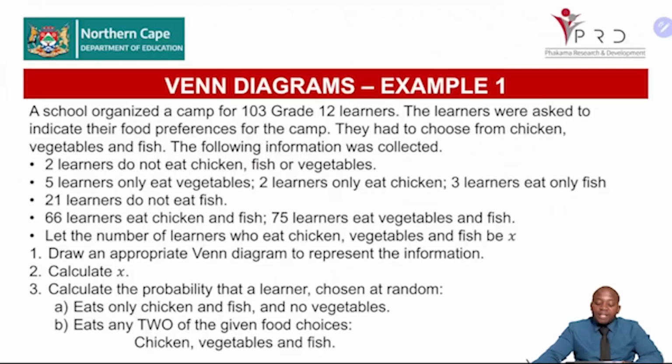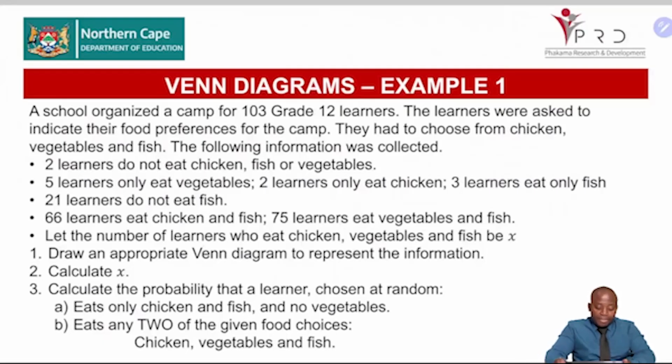Now, grade 12, let us look at our example. Let's zoom into this example. A school organized a camp for 103 grade 12 learners. The learners were asked to indicate their food preferences for the camp. They had to choose from chicken, vegetable, and fish. The following information was collected.